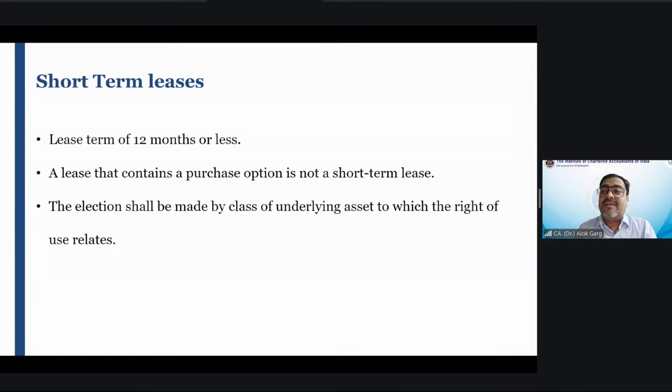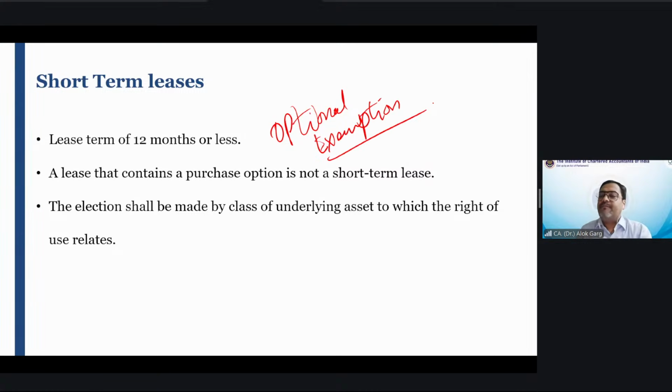Sir, is it mandatory? Any lease contract which is for 12 months or less, is it mandatory to avail the short-term lease exemption? Answer is no, it is an optional exemption. It is not a mandatory exemption. Which is a lease term of 12 months or less. A lease that contains a purchase option is not a short-term lease.